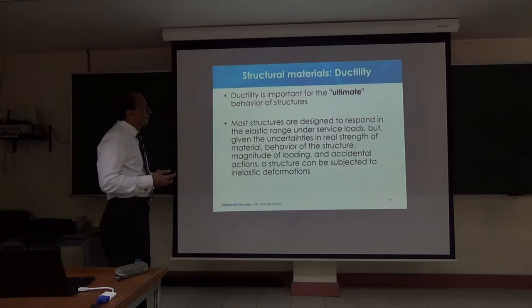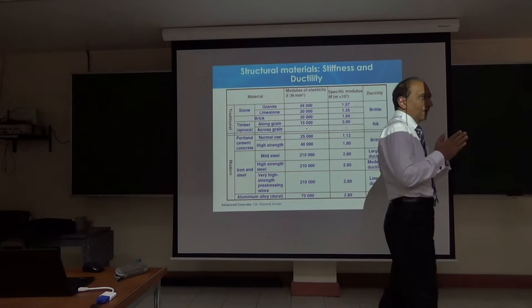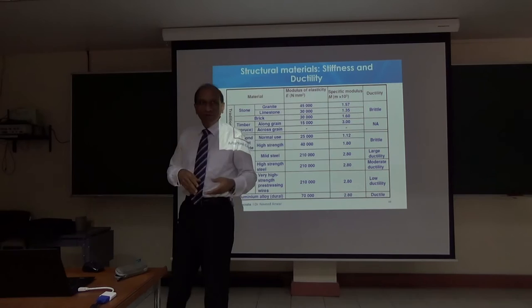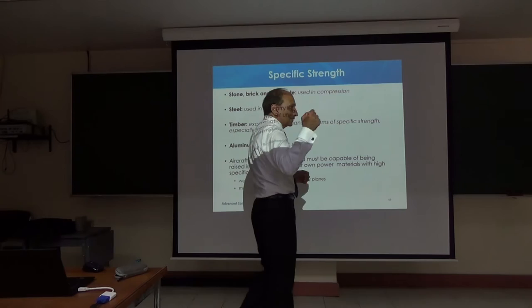Then also, ductility. We will talk about ductility now. So we talked about stiffness, we talked about strength, specific strength. Now let's talk about ductility. What is ductility? Who can define ductility? Somebody gave a very good definition of stiffness. What about ductility? What do you understand when I say something is ductile and brittle? What comes to your mind?